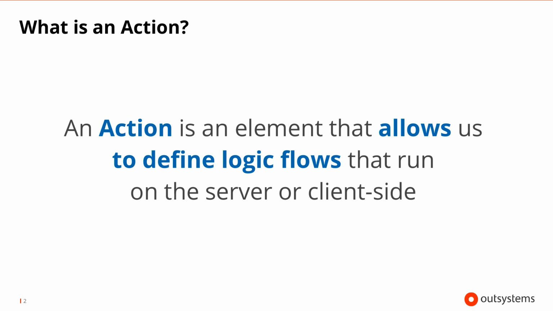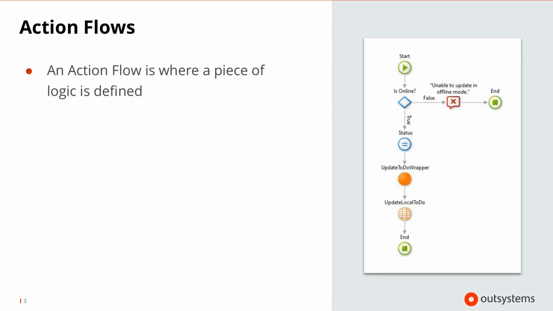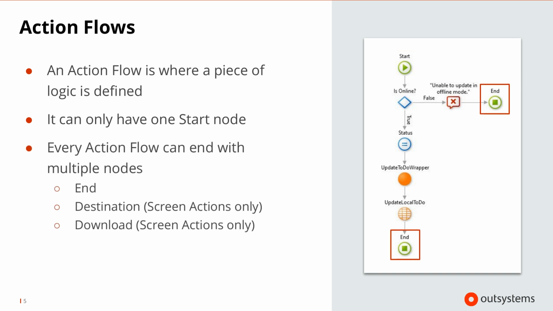Let's have a look at what action flows are. Every action has a logic flow in it, which is where logic is actually defined. In a logic flow, we have a start node, where the logic execution begins. And then there can be one or more end nodes, which will finish the flow.